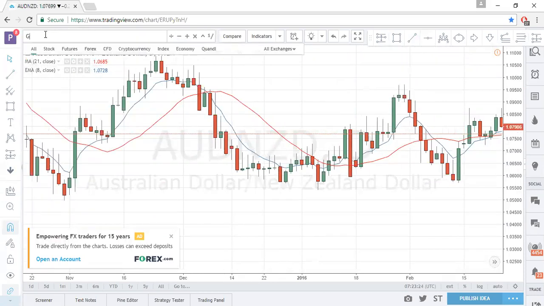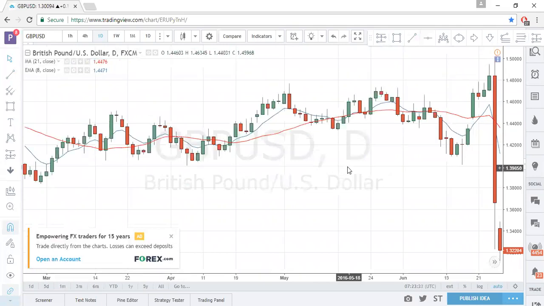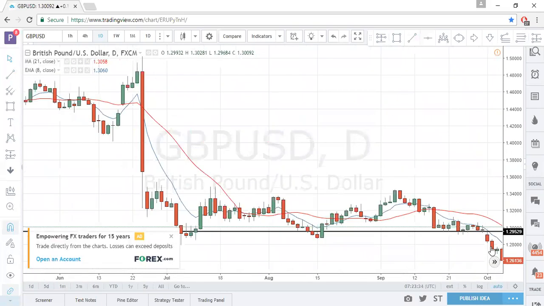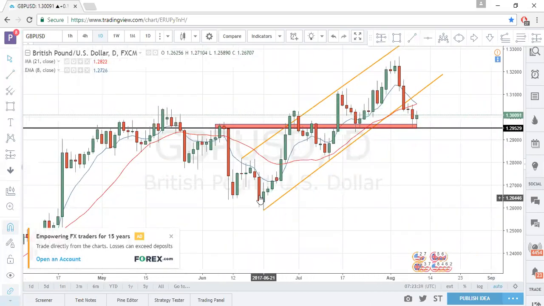Let me try GBP USD. Let's see which trend it gives us. Okay, this is GBP USD. Nice. You can see the trend, right? Yesterday, I think Babatunde asked for whether he should continue selling or buying. And what I said was it has reached a stronger level of support. So we're waiting for it to break. If it breaks, it should continue selling.